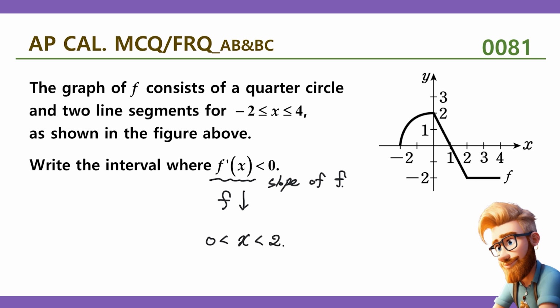We should not include 0 or 2 because at 0 it is not differentiable, right? F prime is not negative there. At 2 it is not differentiable, so f prime doesn't exist. So x has to be between 0 and 2 exclusive.